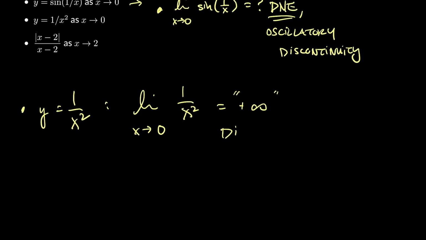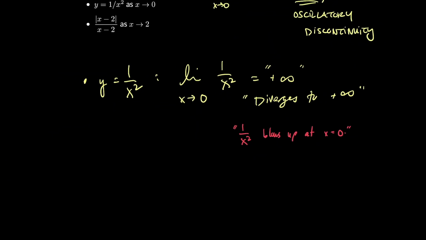We'd say that it diverges to positive infinity, because this gives us an indication that both tails are heading in the same direction. This isn't a break where maybe a function's heading in two completely different directions. Okay, but this is what we mean when we say 1 over x squared blows up at x equals 0. Another way to frame this.